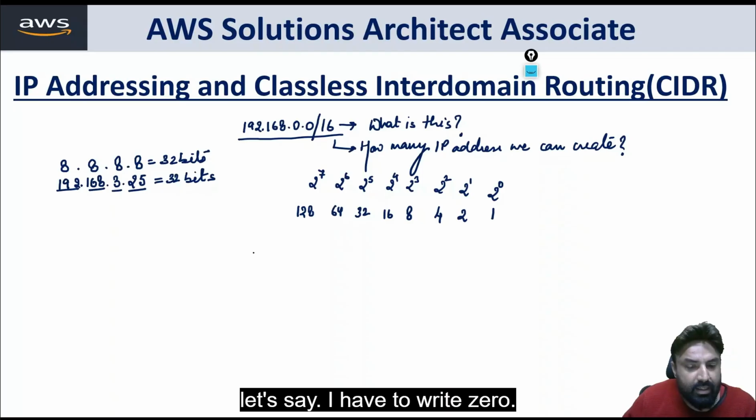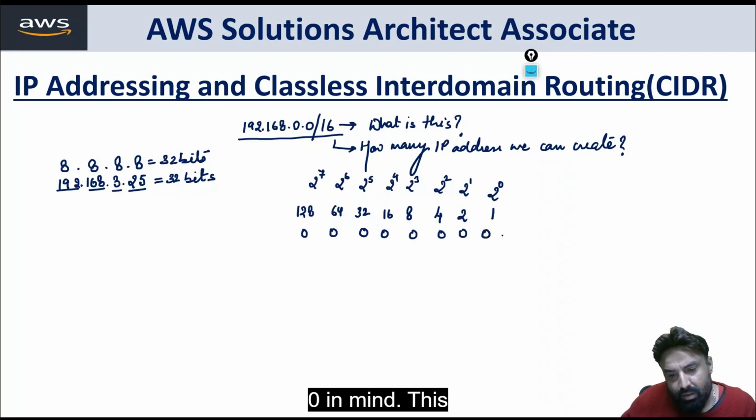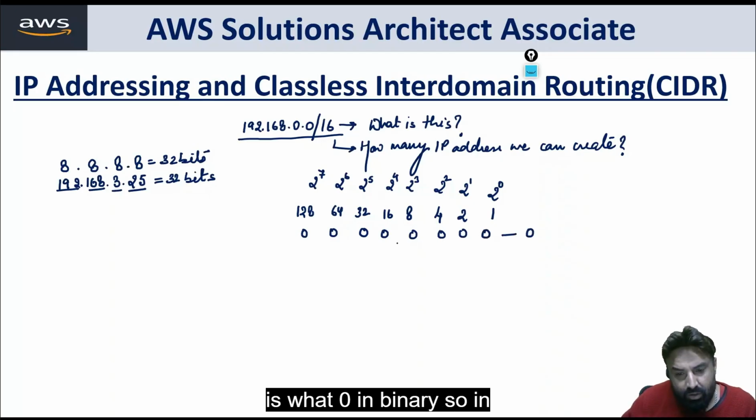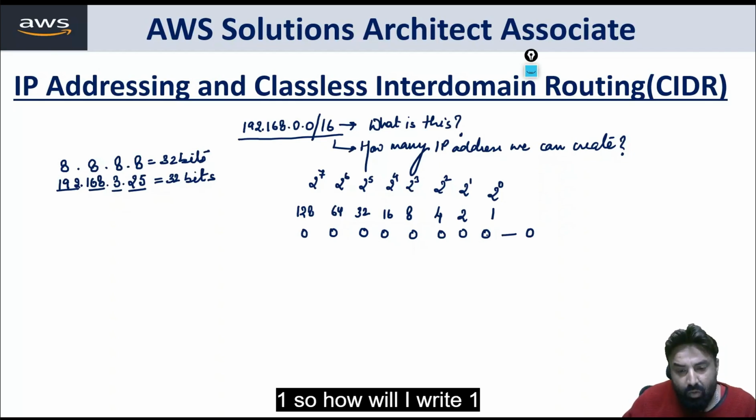Now, what do I have to write? Let's say I have to write 0. If I have to write 0 in binary, then all the digits will be 0. So this is 0 in binary, in 8 digits. If I have to write 1, how will I write 1?